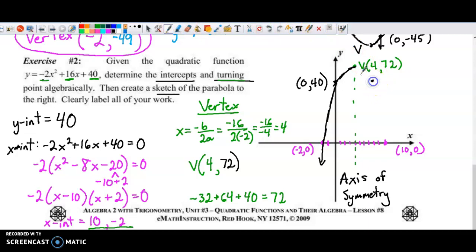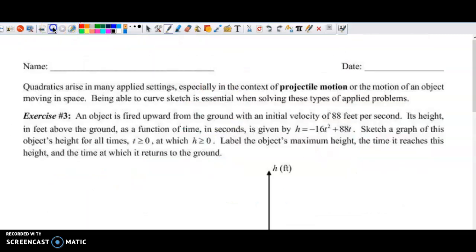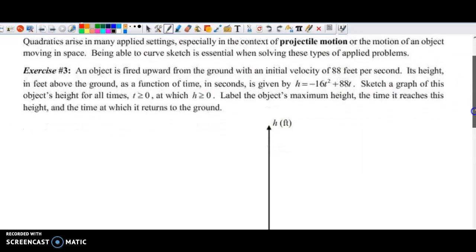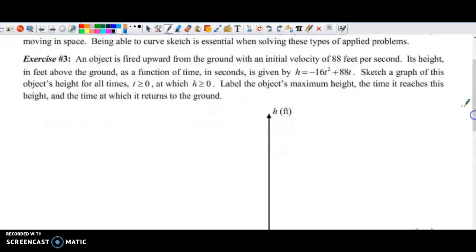But like I said, I might be getting a little ahead of myself. So I'm just going to connect those dots. And that's what I'm more concerned about: intercepts, turning point, and the sketch of the graph. We can also use problems like this for word problems. And so we have a bunch of words that explain where this equation comes from, but all I really care about is this equation.